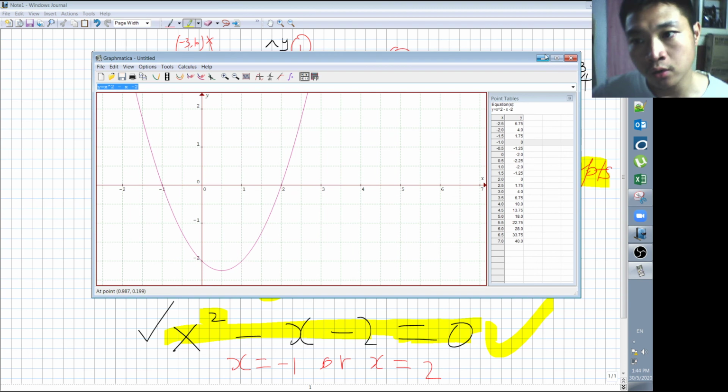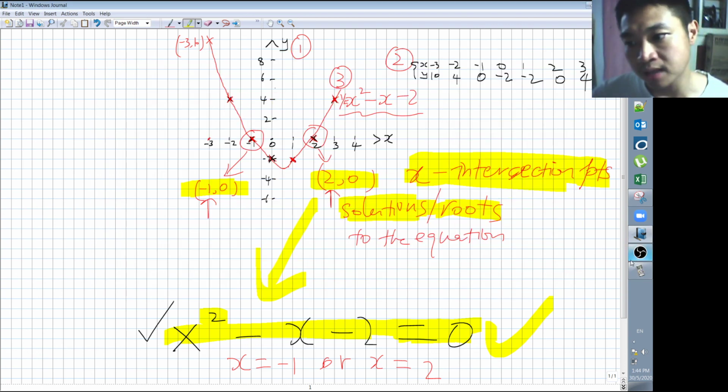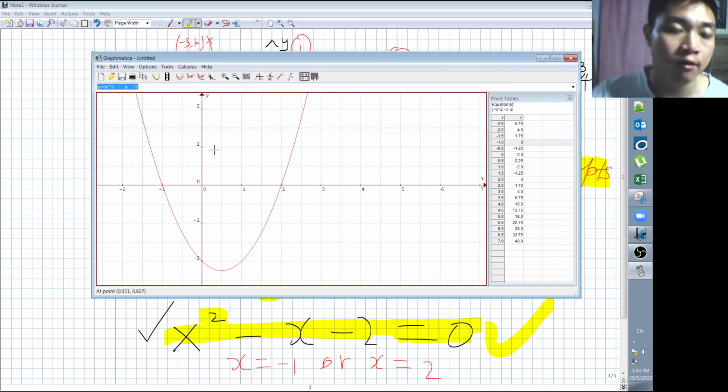So I've shared with you how you can draw it manually, plus how you can also make use of this Graphmatica to draw your quadratic equation. I hope you get a good understanding of how to solve quadratic equations graphically. And that's it for today.